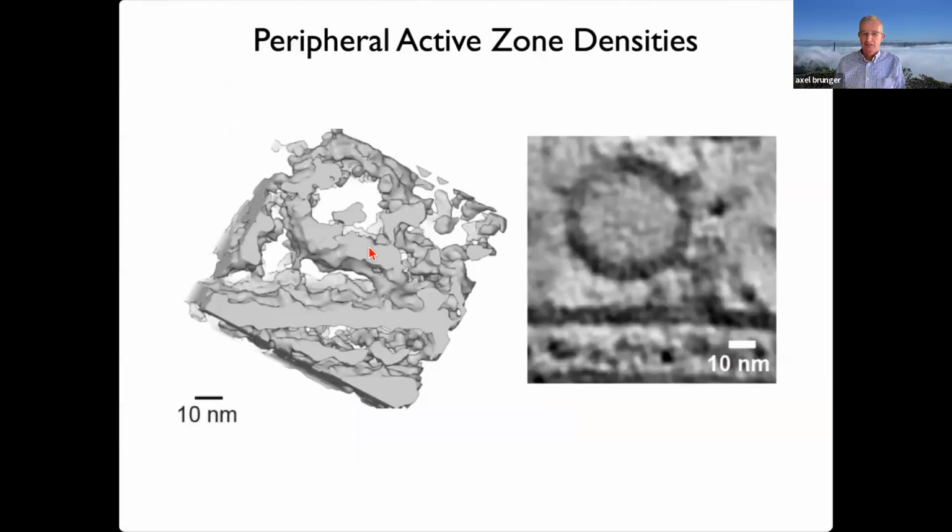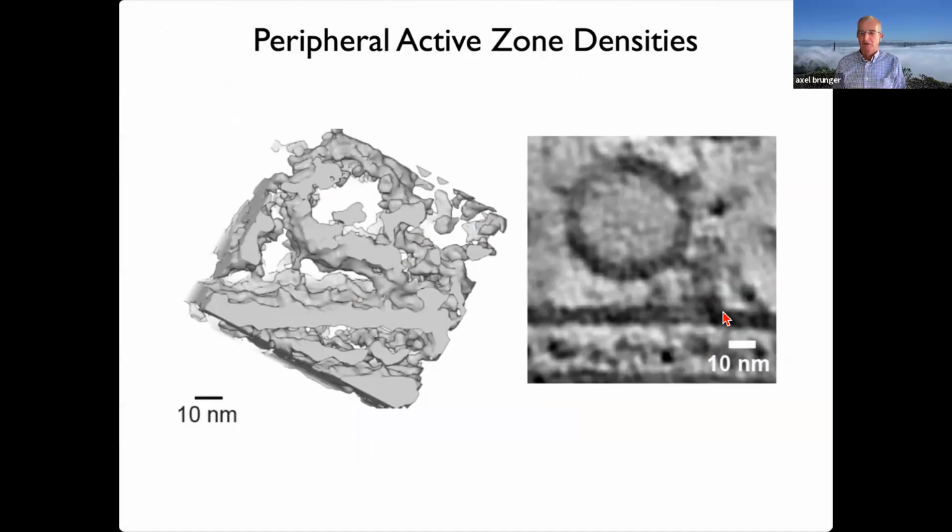Now, in addition to these densities, we also observe to the side clusters of other densities, and we really don't know exactly what they are. Some of them, as you see, connect with things which are in the membrane, and that's of course very intriguing because some of this might be calcium channels.